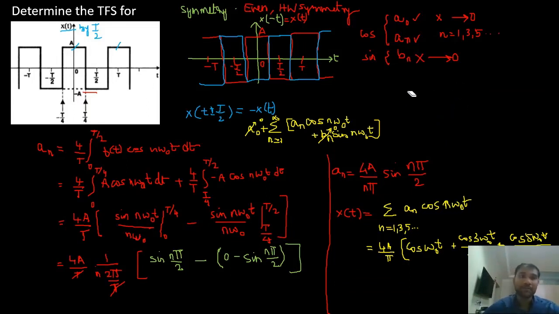Okay, the magnitude spectrum we'll see later, after we see the second form of Fourier series, that is, the modified form of trigonometric Fourier series. Till then, this is your final answer.